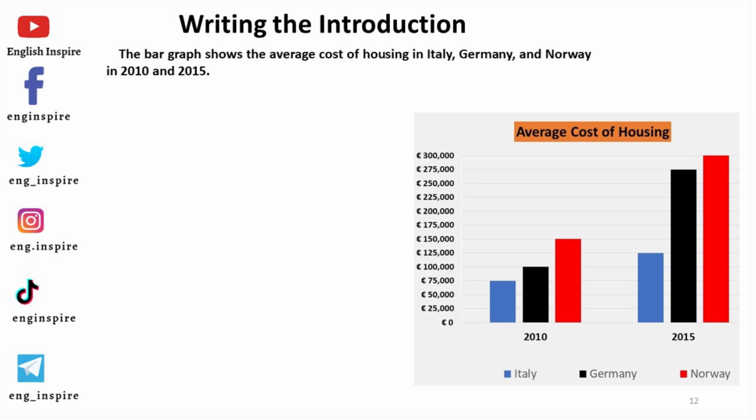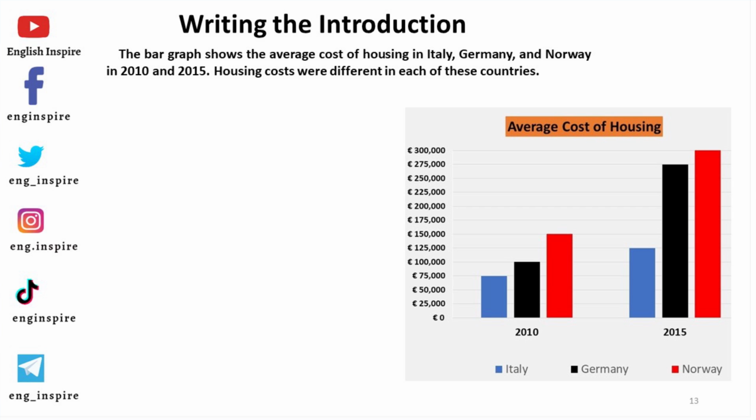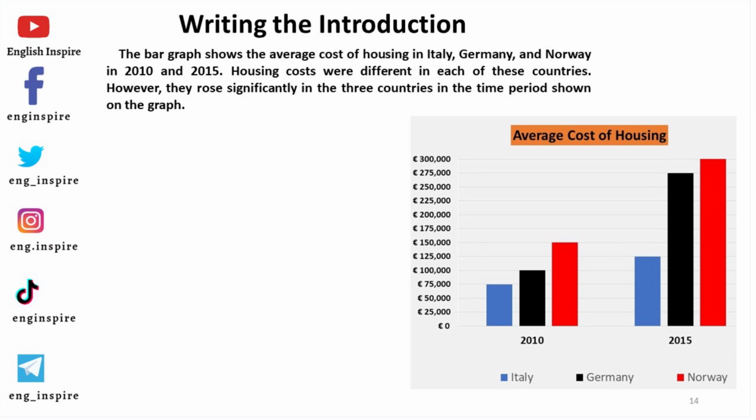The second sentence, housing costs were different in each of the 3 countries, corresponds to comparison 2. The third sentence, however, they rose significantly in the 3 countries in the time period shown on the graph, corresponds to comparison 2. The introduction is now complete and will look like this.